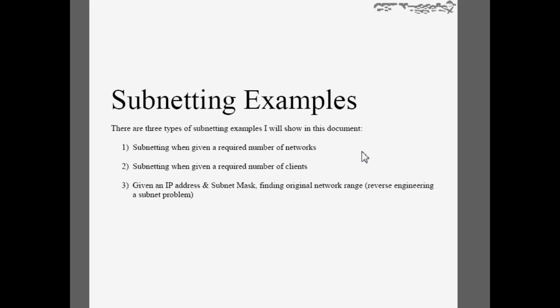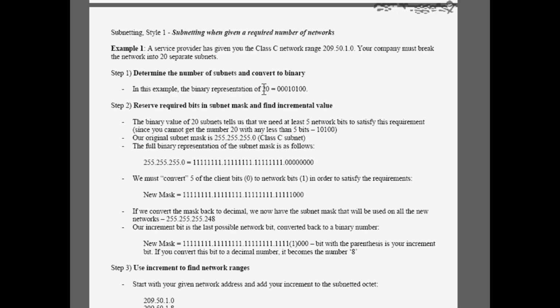It is subnetting examples. What I have is in a text document. There are three types of examples that I'll show. One based on the number of networks, one based on the number of hosts, or hosts per network or clients, and then also an example of how to reverse engineer it. So what I've got is, you can see subnetting style 1, subnetting based on the number of networks. And I tried to, as well as I could, walk through my thought process on paper when I'm working through these. Kind of like when I was talking through them in the videos, that's my thoughts. And this is kind of me writing my own thoughts.